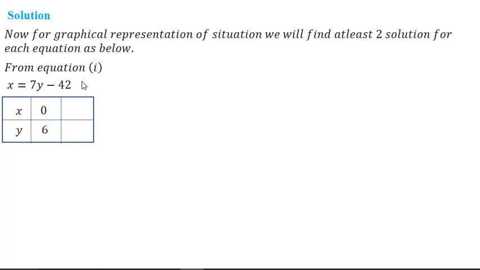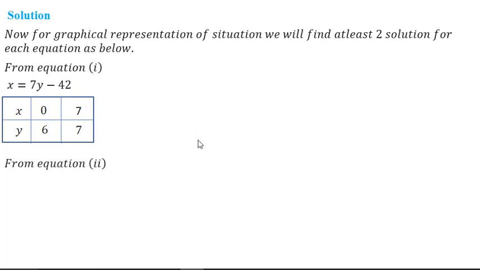So it is up to you, you can take x as 0 and then solve this equation: 0 equal to 7y minus 42, that gives you the value of y as 6, or you can take any value for y and get the value of x. Similarly, if I take y as 7, 7 7s are 49, 49 minus 42 gives me 7, so I get the value of x as 7. So (0, 6) and (7, 7) are two solutions which satisfy this equation.